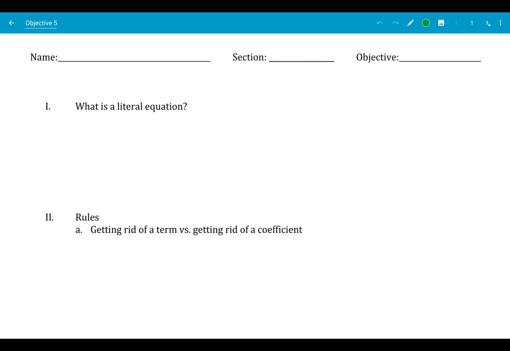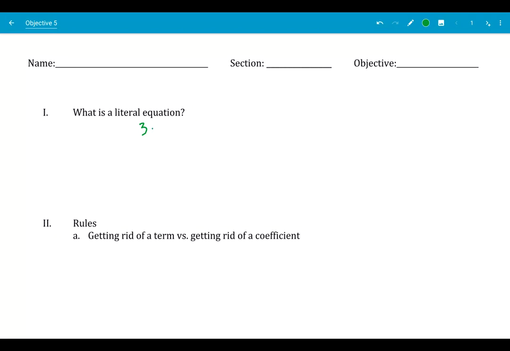All right, everyone. Today we're going to learn how to solve literal equations. And the first thing we need to know is what is a literal equation? Well, here's a pretty good example of a literal equation.